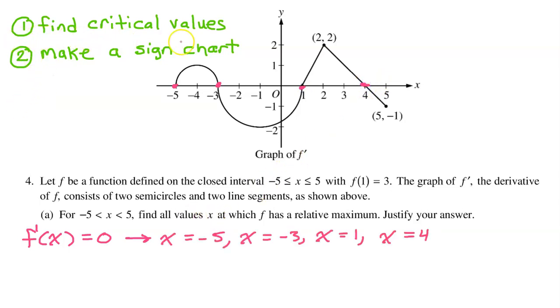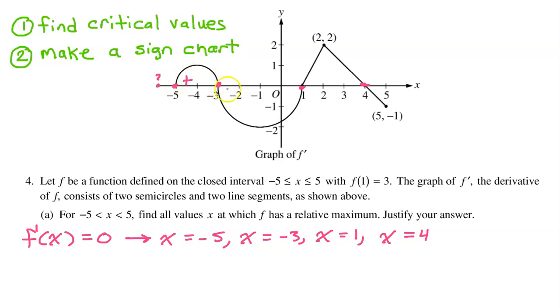Okay, so we have the critical values. Now it's time to make the sign chart. Since they gave us the graph of f prime, we can easily make the sign chart right on this graph. At -5, the graph begins. So to the left of -5, we don't really know what was happening. I'm just going to put a question mark there. But after -5, the graph is above the x-axis, so it goes from question mark to positive.